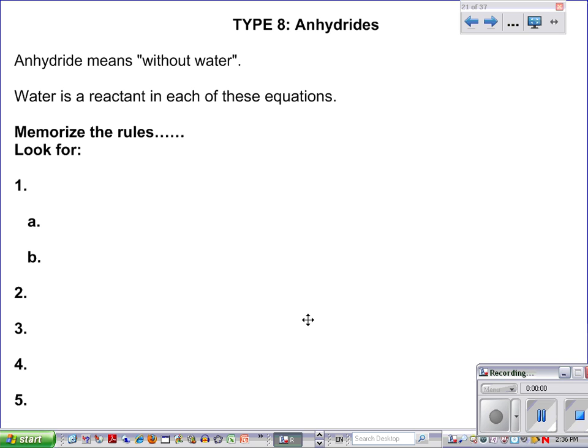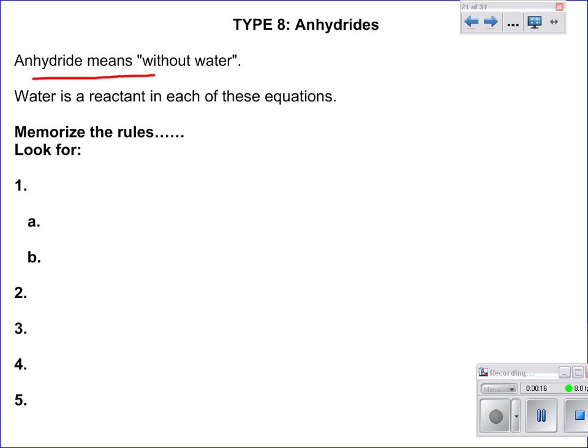Okay, so we are doing our very last two AP equation types. After this, you're going to have 3 days of just pure practice, which will be good. Give you some time. Starting with anhydrides. Anhydride means without water. So you know you have an anhydride equation when you are told water is added.